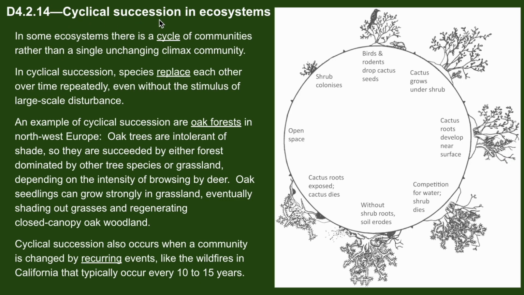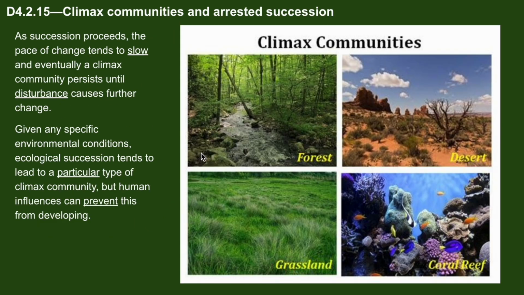Okay, now we can also have cyclical succession in ecosystems. So instead of a single unchanging climax community, we can see that we cycle through where species replace each other over time repeatedly. For example, oak forests in Northwest Europe can cycle between forests and grasslands, and back and forth between grass, oak forest, grass, oak forest.